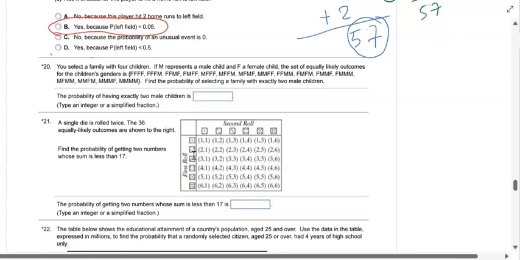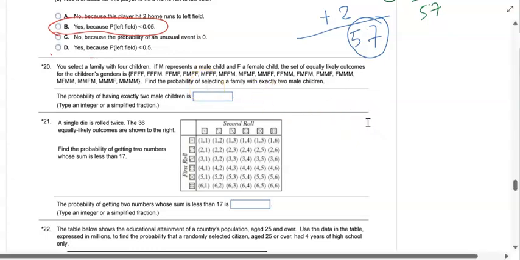Okay. Question number 20. I think you can finish this yourself. This is similar because the sample space is given. You're just looking for the probability of the family with exactly 2 male children, right?